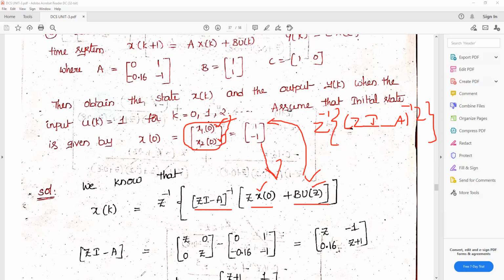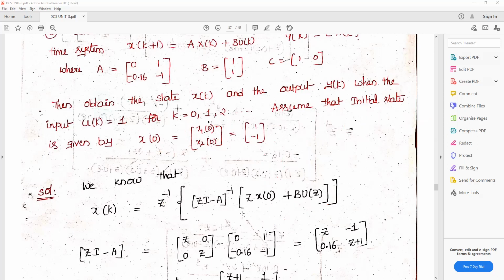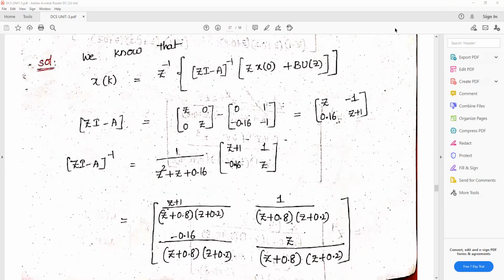Okay. So (zI minus A) whole inverse, z into x of 0 plus B into u of z. The x of 0 is already given in the two initial conditions, x1 of 0 and x2 of 0, and u of z is also given: u of k equals 1. So the input u of k is 1. So first, calculating (zI minus A) whole inverse.